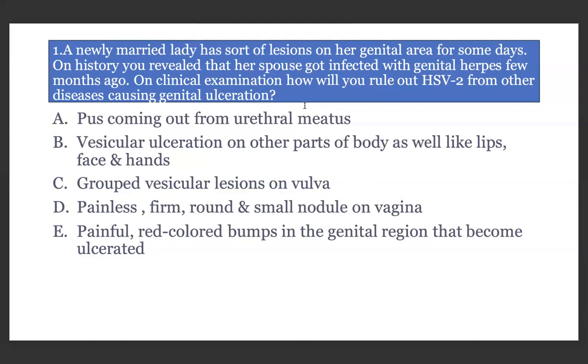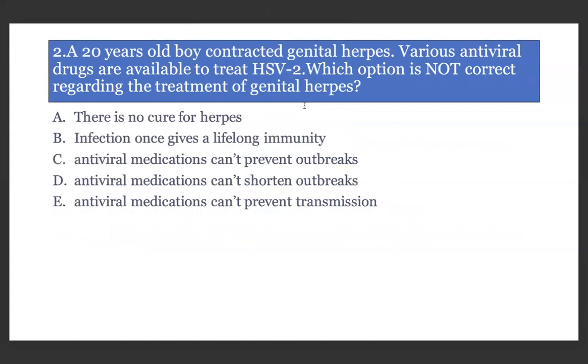The correct answer is E. C, E. C, grouped vesicular lesion on vulva. Question number two, a 20 years old boy contracted genital herpes. Various antiviral drugs are available to treat HSV2. Which option is not correct regarding the treatment of genital herpes?